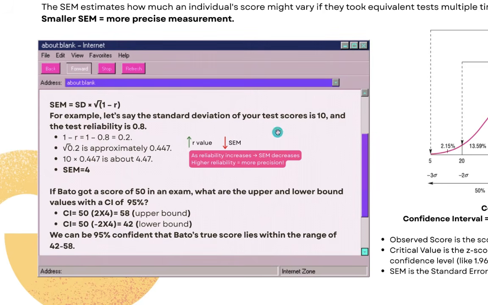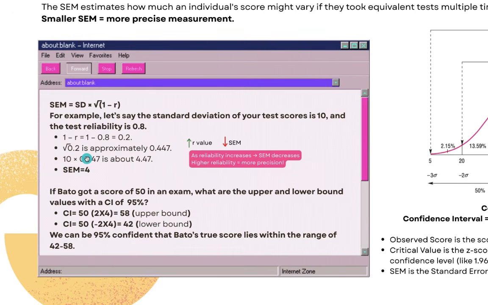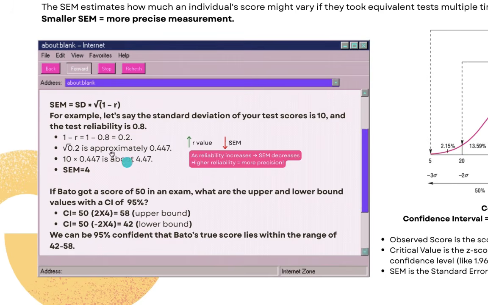So then we multiply it by the standard deviation. In this case, it was 10. So if you multiply it by 10, get a calculator and calculate it with me, we will get the number, which is 4.47. Now we round it off to a whole number and then we get 4. So then we understand that SEM is 4.